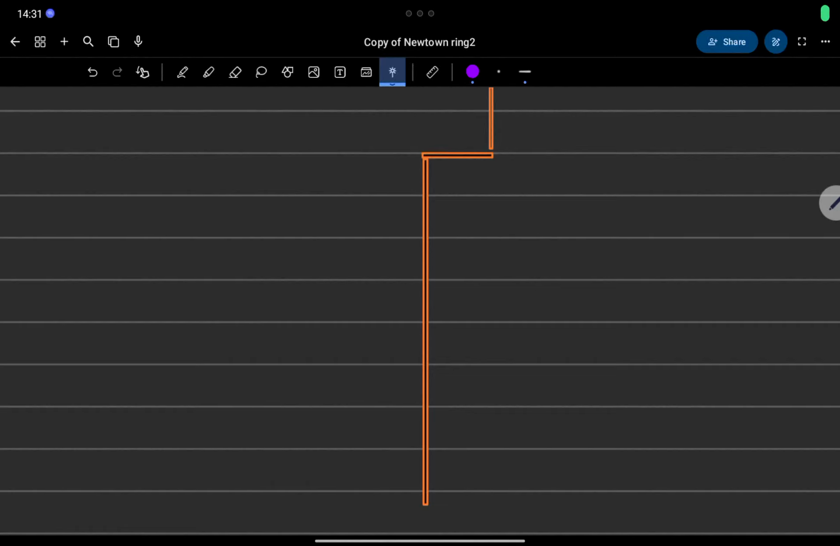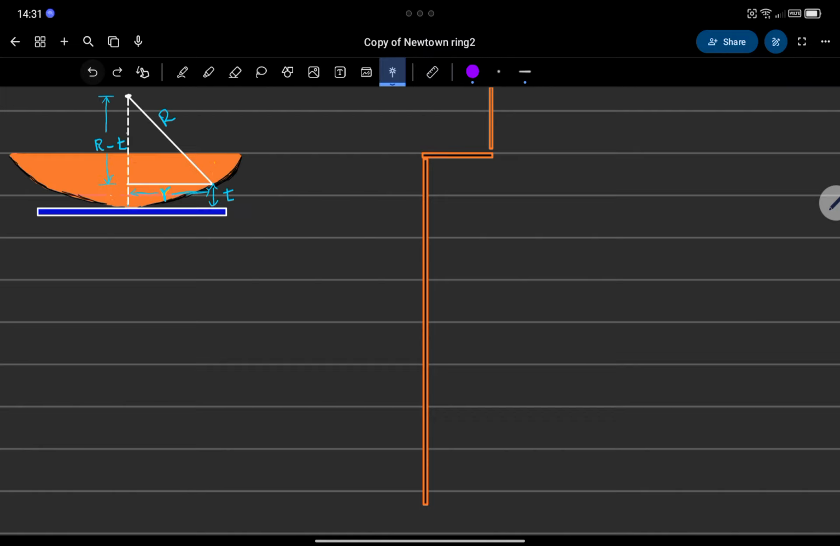Hello all. Today we'll discuss the details of the Newton rings experiment and see the condition for the formation of bright and dark rings and derive the expression for the radius of bright and dark rings. So as we know, in the Newton rings experiment, we keep a plano-convex lens over a plain glass plate.